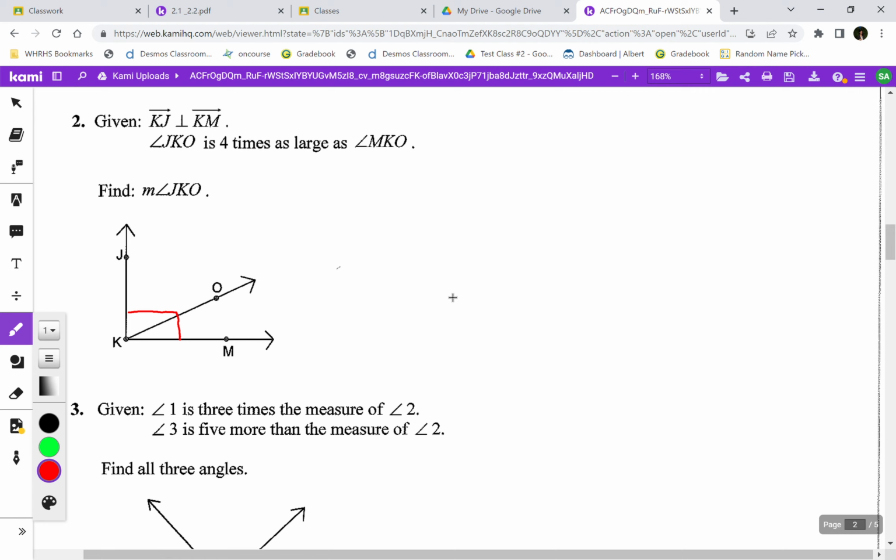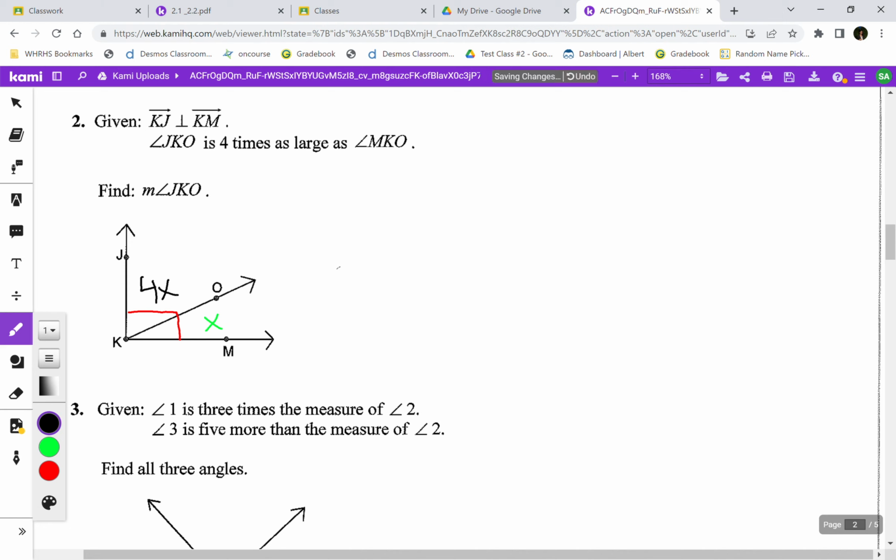So whichever one is smaller, we're going to call X. So I'm going to go to angle MKO and call it X. Now, if MKO is X, how would I represent 4 times that? Jocelyn? 4X.